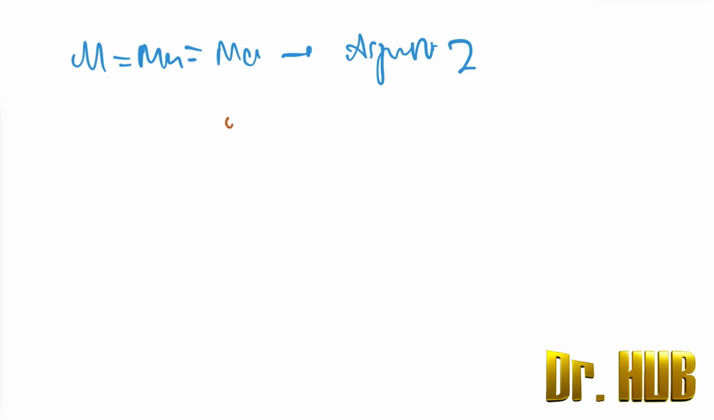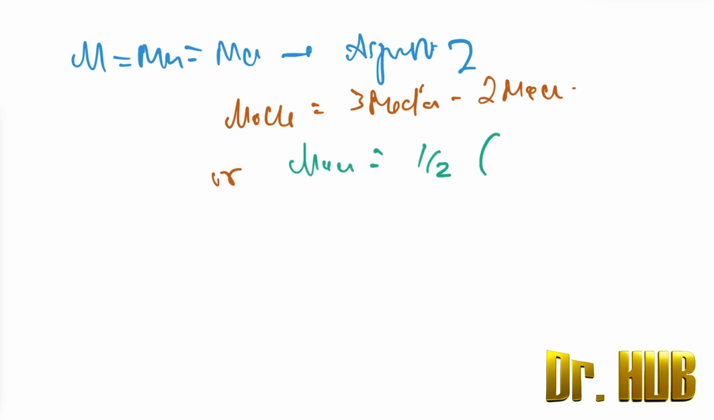Mathematically, the relationship between the mean, median and mode for a moderately skewed distribution can be given as: the mode is equal to 3 times the median minus 2 times the mean. Or you can put it as: the mean is equal to half of (3 times the median minus the mode).